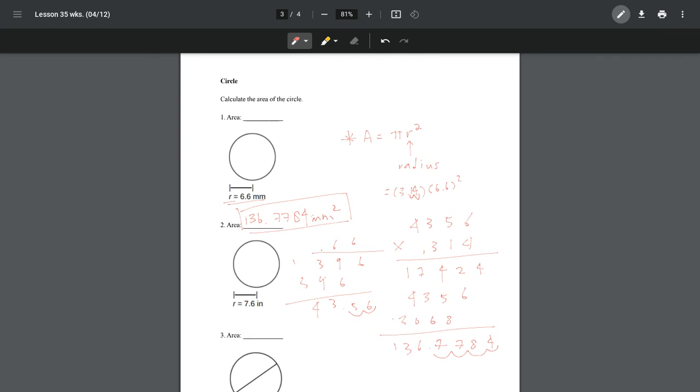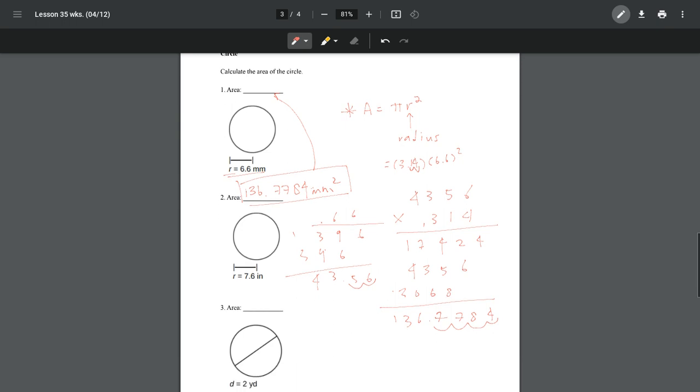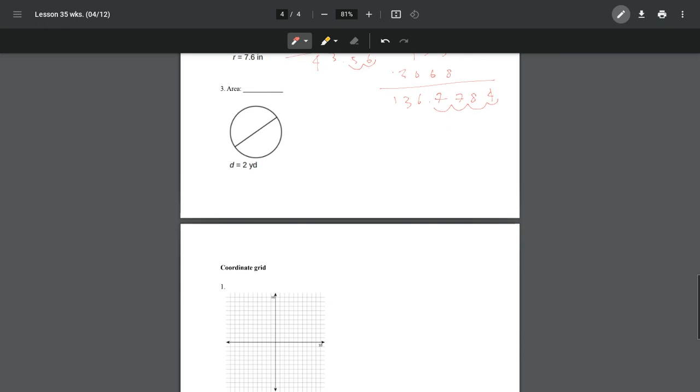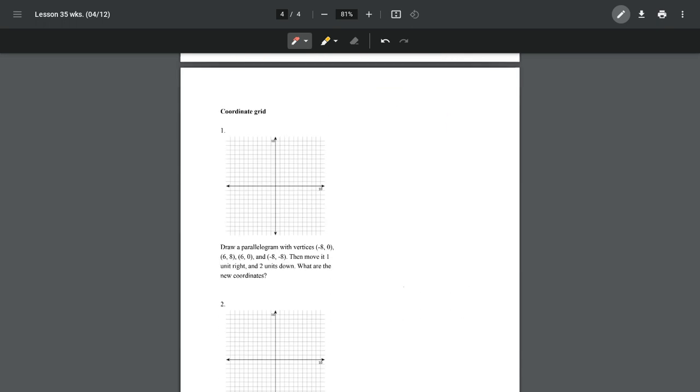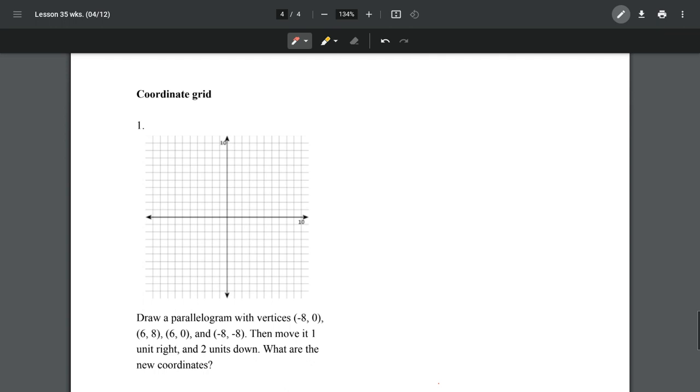So go ahead and use that. Oh wait, that's supposed to go there. So go ahead and use the formula and figure out the area of the circles. And let's move on to our last page. So, coordinate grid.